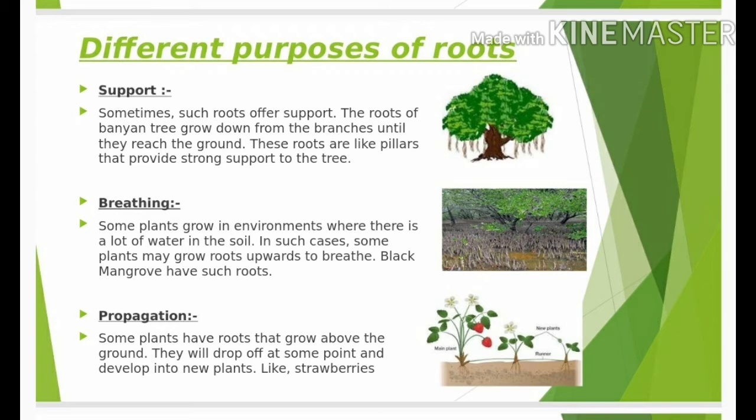Breathing. Some plants grow in environments where there is a lot of water in the soil. In such cases, some plants may grow roots upwards to breathe. Black mangroves have such types of roots. As you see in this picture of mangroves, its roots are not underground. They are growing above the ground. Propagation. Some plants have roots that grow above the ground. They will drop off at some point and develop into new plants, like strawberries.